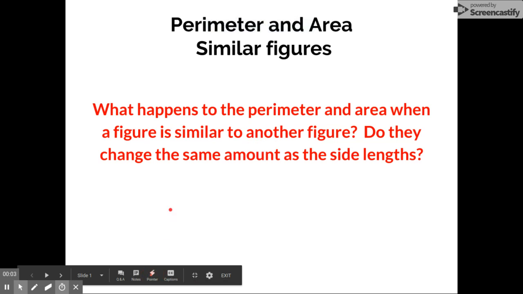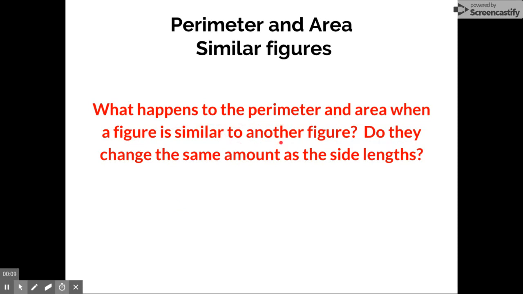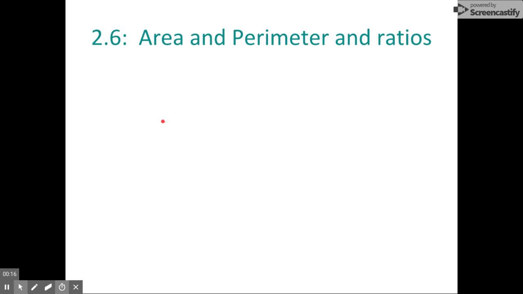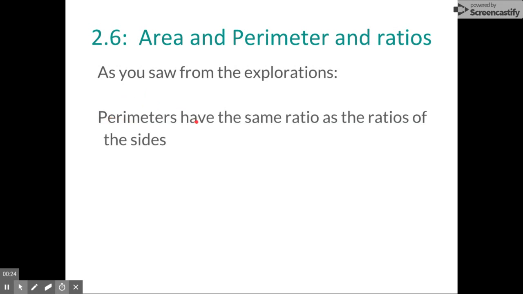Perimeter and area of similar figures. What happens to the perimeter and the area when a figure is similar to another figure? Do they change the same amount as the side lengths? What we found out, according to the ratio of the sides, looking at two similar figures, is that from the explorations, the perimeters do have the same ratio as the ratios of the sides.